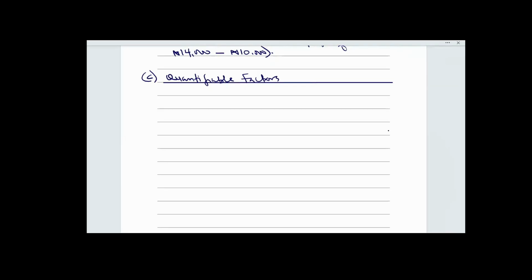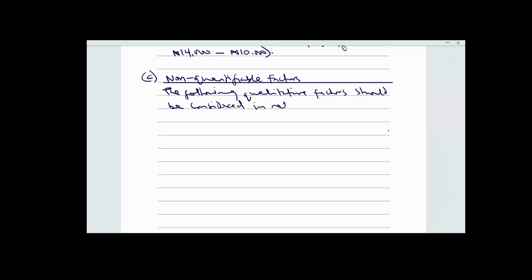So you can then say the following non-quantifiable factors, the following qualitative factors should be considered in relation to vanilla.